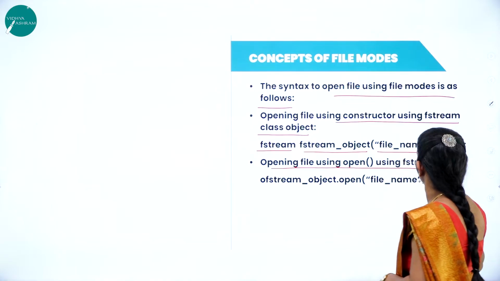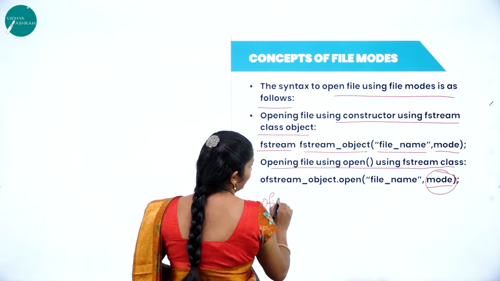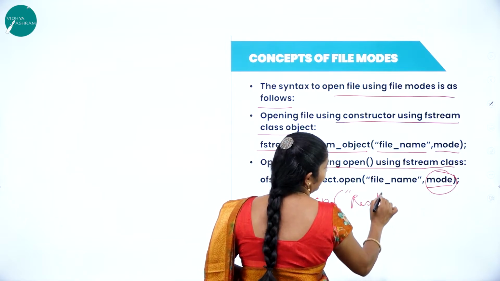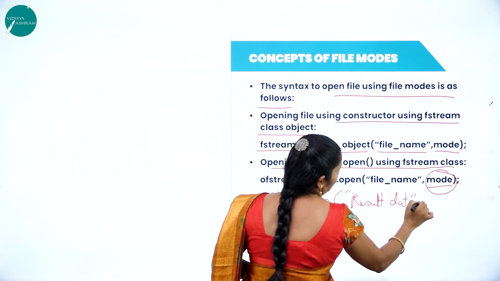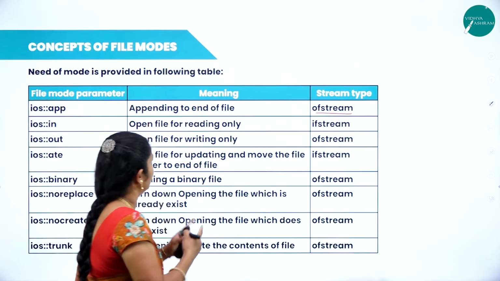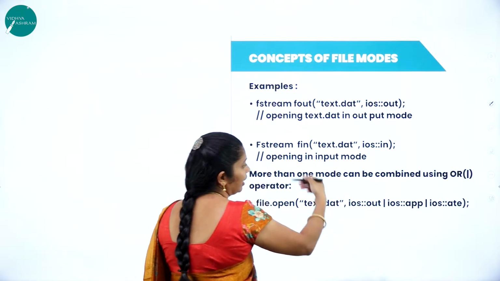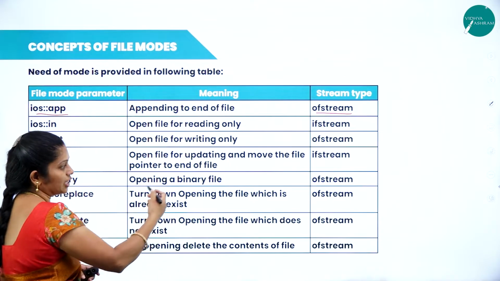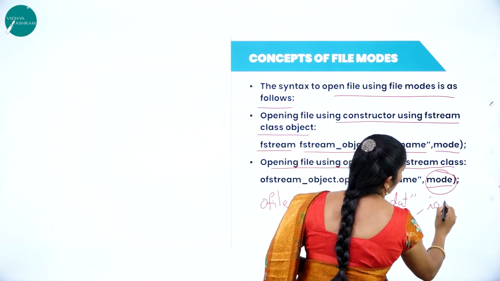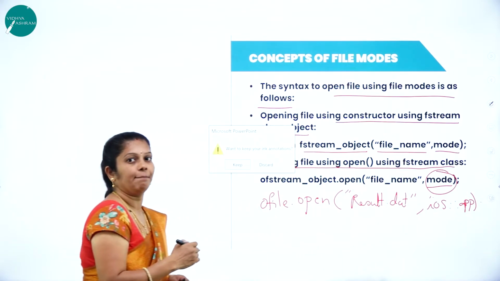If you observe, in the file mode we have to mention, for example, the ofstream object, that is ofile, dot open function. For example, the file name is result.dat. Then the file mode, where we can mention for which purpose. For example, here ios::app is for appending purpose. In this case, you have to write append, that is ios scope resolution operator app. We are opening the file for appending purpose.